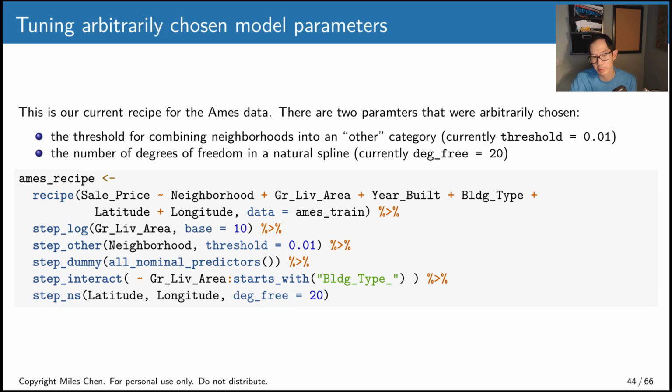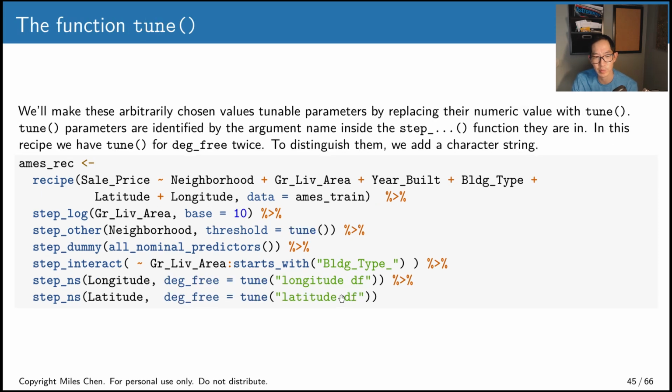Okay, if we revisit the recipe in our Ames thing, right? This is our recipe. There were kind of two numbers that we chose arbitrarily. One was how many degrees of freedom for the spline, and we kind of eyeballed it and said, hey, let's use 20. And then the other was, what threshold should I use to create an other category? And we just said, hey, 1%, that sounds like a small number, and that sounds pretty good, and that's what we did. But maybe we should have used 2% or 5%. Maybe we shouldn't have used 20 degrees of freedom. Maybe we should have used 50. And I think one of the models did use 50 degrees of freedom, okay?